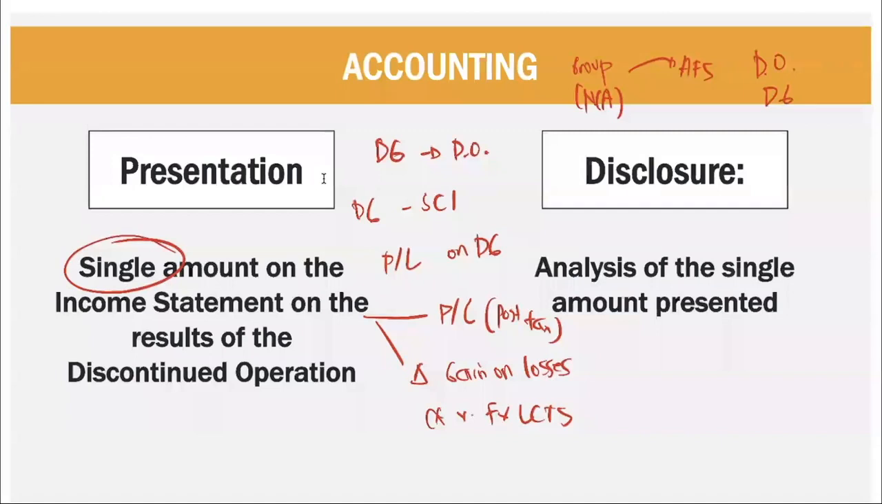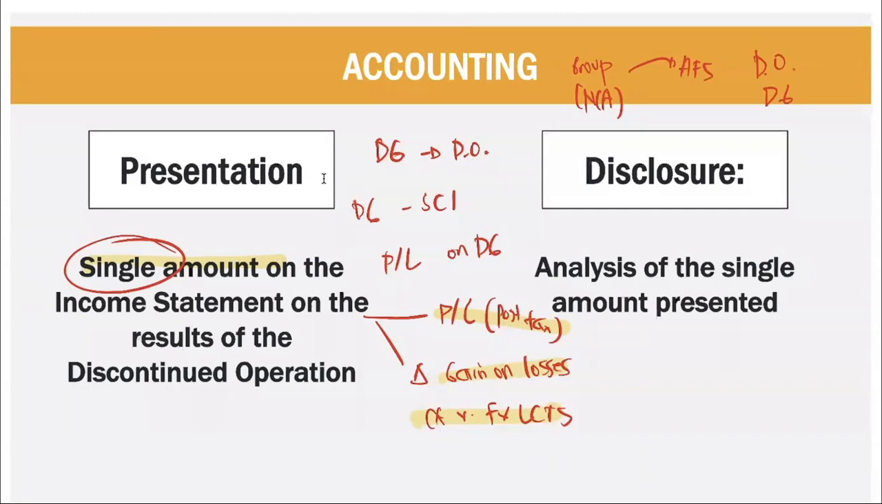Ang problema natin, how do we present the effects of that particular disposal group? Because you remember, you need to consolidate. Since it is already a discontinued operation or a disposal group, how do we treat it? So we treat it by presenting a single amount only. And the single amount is composed of your profit or loss of that disposal group, that is post-tax, meaning after tax, and then the gains or losses on measuring that held for sale between your carrying amount and fair value less cost to sell. Okay, take note. You present it as a single amount.